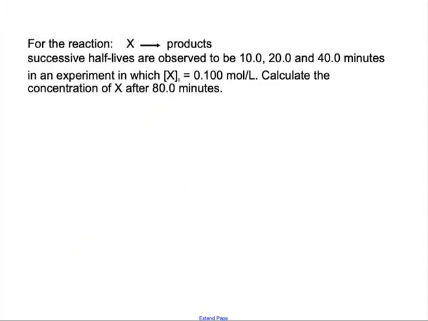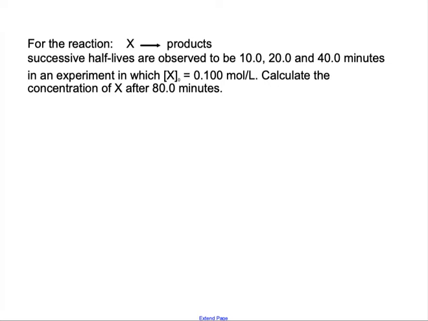One more problem. For the reaction X goes to form products, successive half-lives are found to be 10, 20, and 40 minutes in an experiment in which the initial concentration is 0.100 mole per liter. Calculate the concentration remaining after 80 minutes. Now, it really sounds like you're not given that much information in this problem. And in fact, you're not.